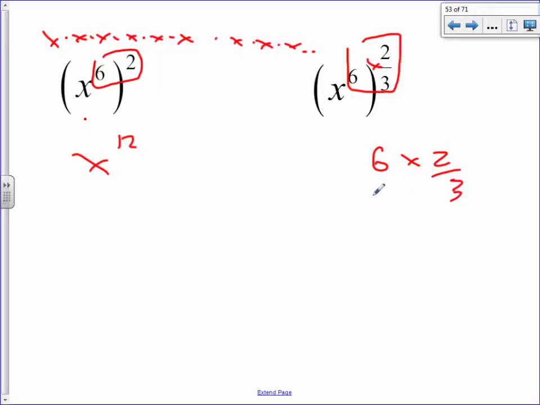Is this 6 right here a fraction? No, it is if you're really clever. It's 6 over 1. Because doesn't dividing by 1 not really change anything? So then 6 times 2 is 12. 1 times 3 is 3. It's actually 12 over 3.